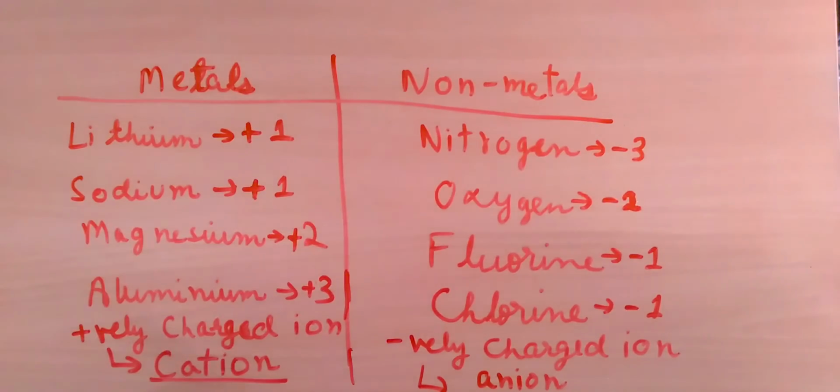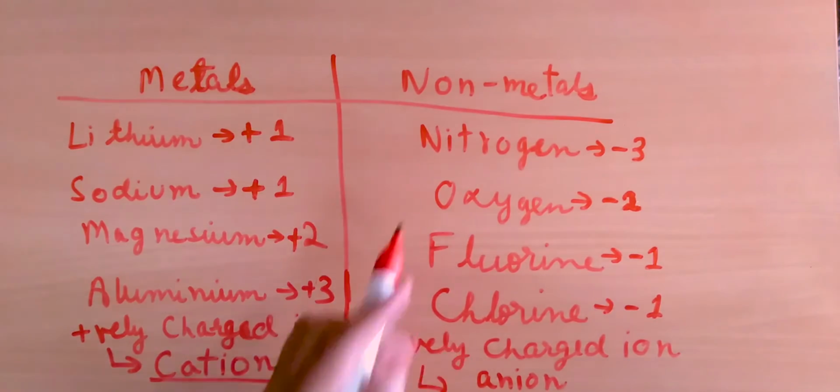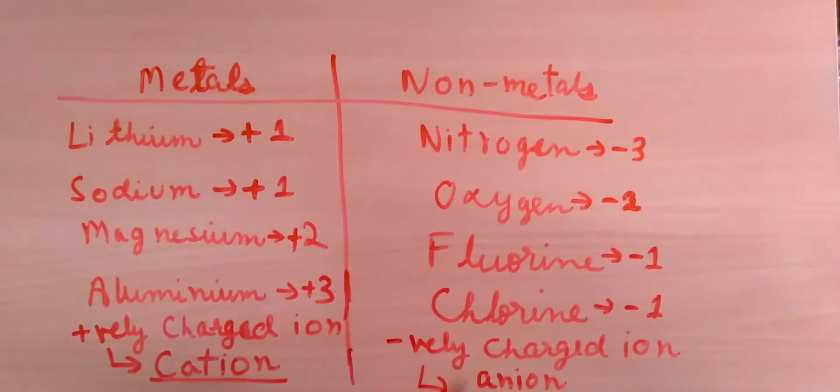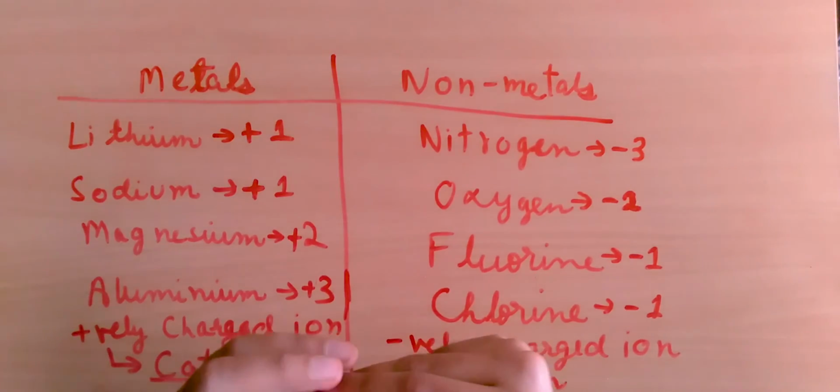But yeah, that is the basic idea of cations and anions, and we've seen that metals generally have a positive valency, and therefore metals generally form cations, whereas non-metals have negative valencies and thus generally form anions. So yeah, that is it for this video.